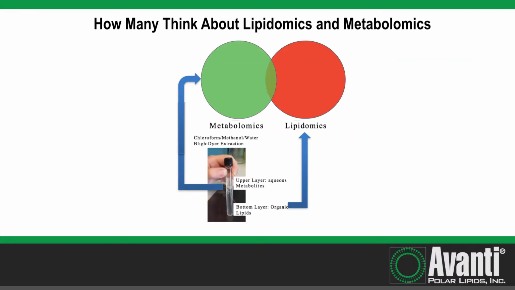Now, lipidomics has been compared a lot to metabolomics, and this is what most people think about lipidomics versus metabolomics. In this Venn diagram, you see very little overlap between the two, and they're equally sized. And typically, what people think is that you do a simple, maybe chloroform methanol extraction of a biological fluid, and in the upper layer, the aqueous layer, you have the metabolites, and in the bottom, organic layer, you have the lipids. And so you analyze either the metabolites, the upper layer, or lipids, the lower layer. It's more complicated than that.